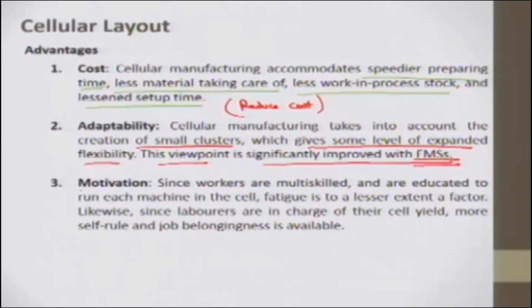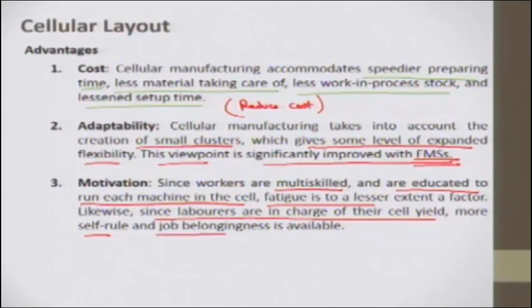Then is motivation for the workers. Since workers are multi-skilled here, they are cross-trained and are educated to run each machine in the cell, fatigue is less. Likewise, since workers are in charge of their cell output, more self-rule or more job belongingness is there. Next, I would like to take up certain considerations for the selection of the layout.